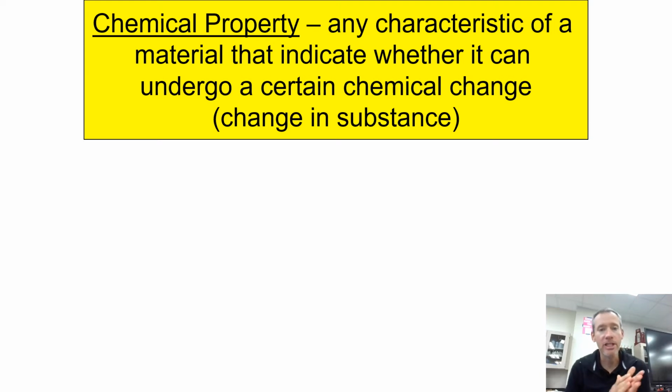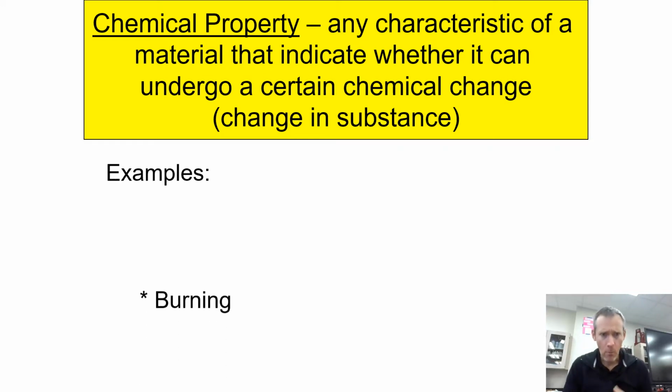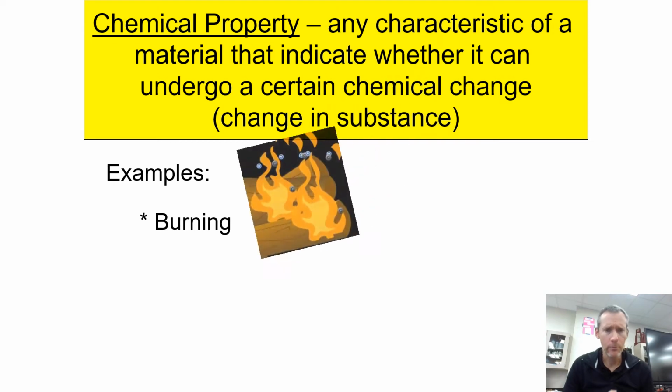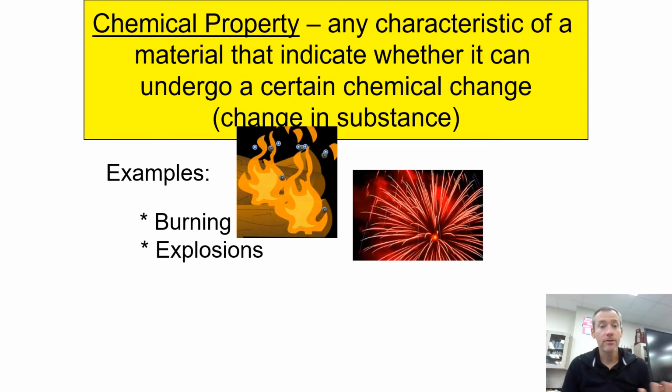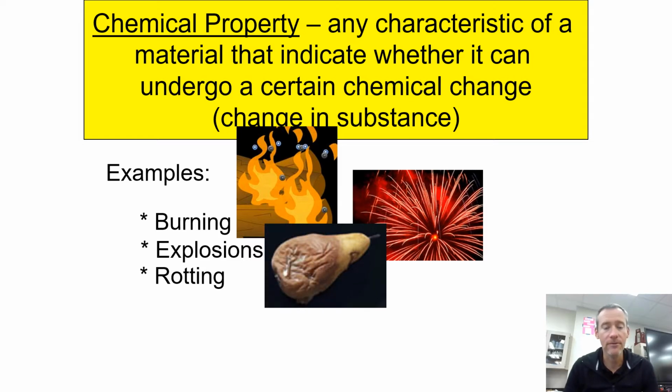A chemical property changes its substance, so it undergoes a chemical change, and you see this by different characteristics. Burning a piece of paper or a candle or wood, the wood is something different afterwards. It turns into soot. Explosions, so fireworks, a good example of chemical change. You see that by the change in color. Rotting of an apple or a piece of fruit is changing it. It's not going to taste the same. It's a different composition, and you can't get it back.